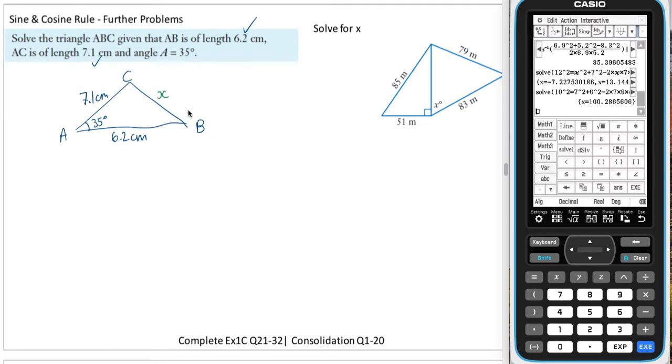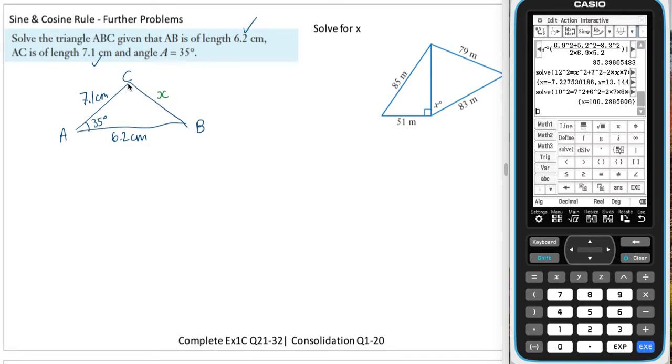So CB. We have to consider, are we going to use sine or cosine rule here, or right angle trig or Pythag to help us solve this? So we've got to choose between all our different tools to solve for X. Now, firstly, it's not right angle, so we can't use right angle trig or Pythagoras. So that means we're going to have to use non-right angle trig. So it's either sine rule or cosine rule, because we're finding a side length.